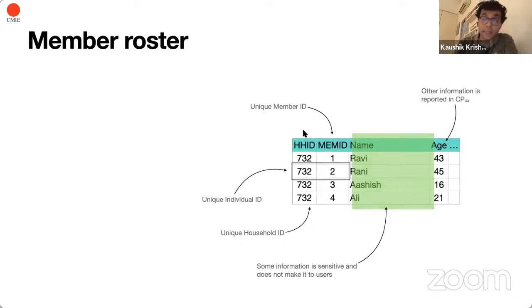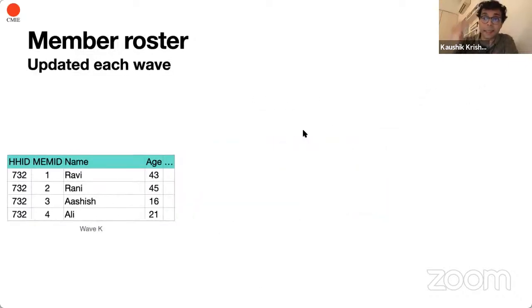Now, this member roster, this table that has household IDs, member IDs, names of people, and demographic information about them, is updated each wave. So the household member roster might look like this in wave K. It might look a little different in wave K+1 and a little different in wave K+2.